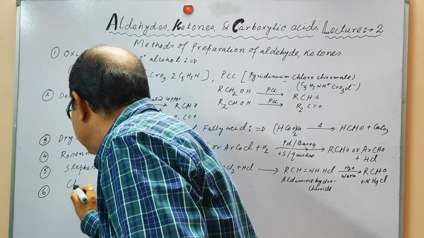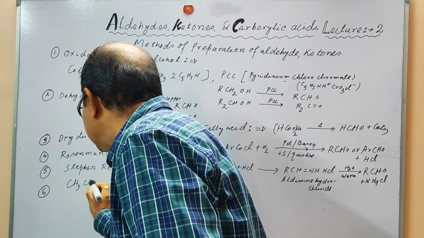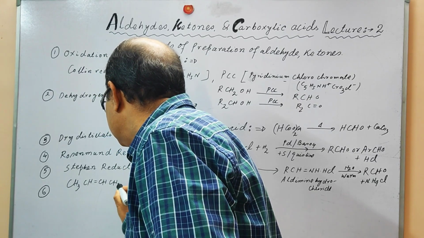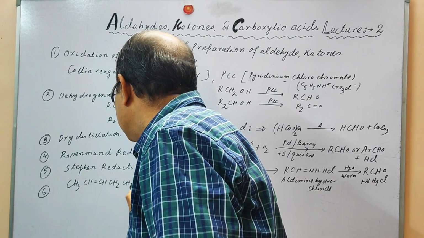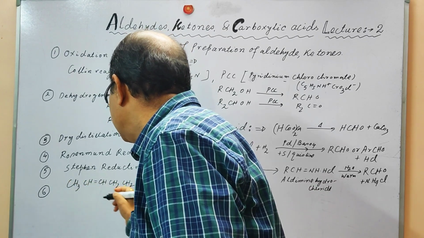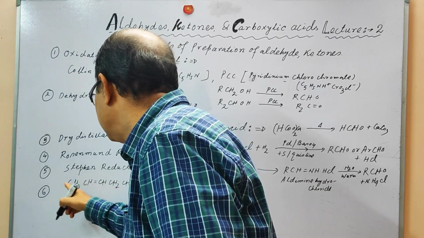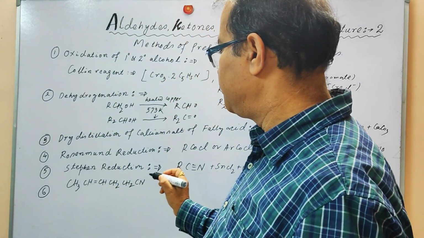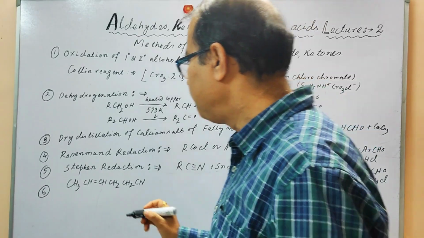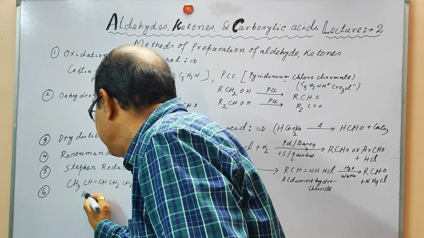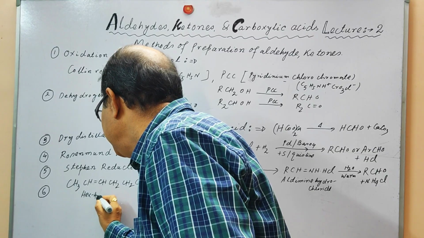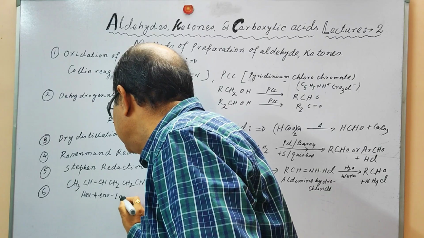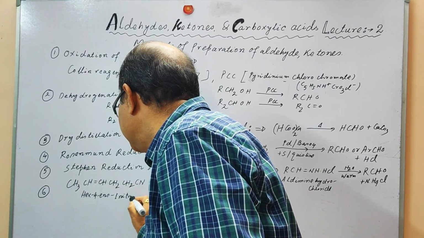As for example, the IUPAC name of this compound will be hex-4-ene-1-nitrile, because there is one double bond present at the 4th position.